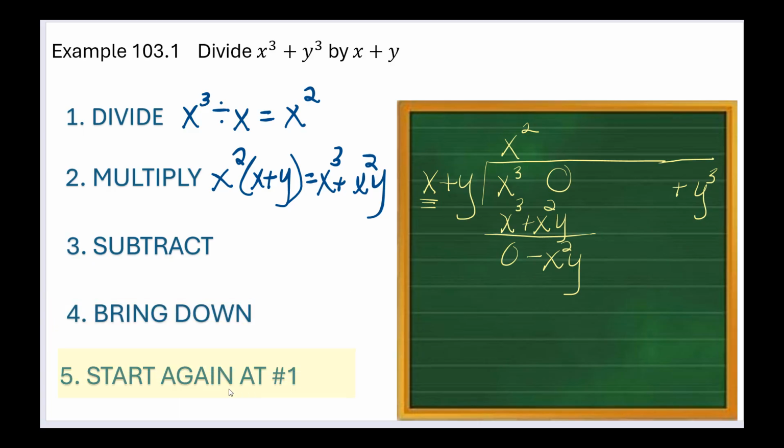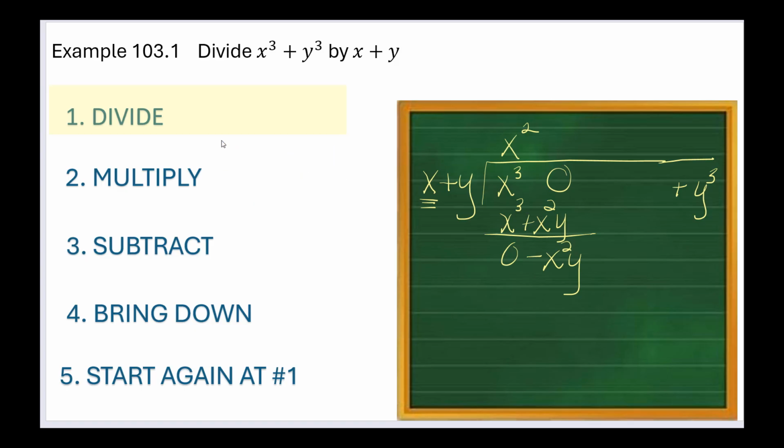So we're going to go back to the beginning and we're going to divide again. Again, we're only paying attention to x right now when we divide, not for the other steps, just for the division. X divided into negative x squared y. How do you do that? Negative x squared y divided by x is going to be negative xy. And that's what we'll put in our quotient.